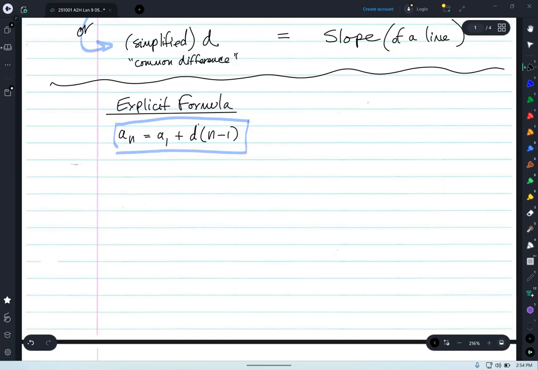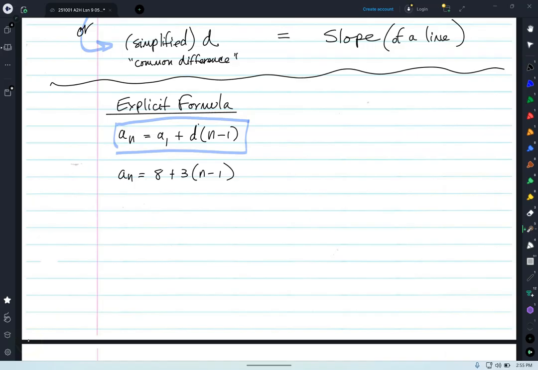If we wanted to start writing out our explicit formula, we're going to start with the unsimplified explicit formula. So go ahead and write down the unsimplified explicit formula for the sequence that we were just working with above. Go ahead, you do it.